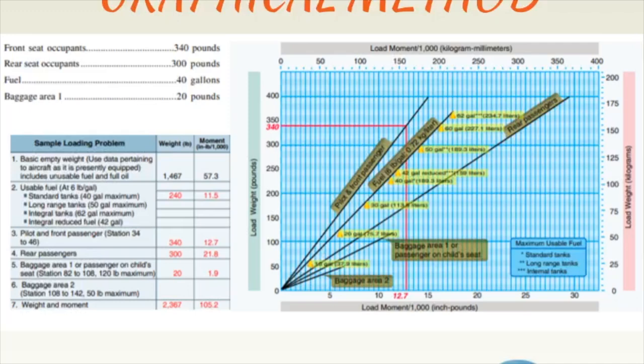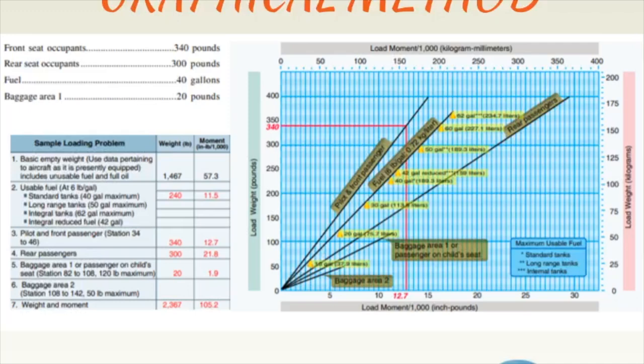We have the basic empty weight. It's going to be the same. Let's do the example with the pilot and the front passengers. Let's go to number three. We have 340 pounds. So let's go to the left side of the table. We have 340 pounds. We go straight to pilot and front passenger. And when it touches the line, it's going to go all the way down and it's going to give me the moment. So it's 12.7.